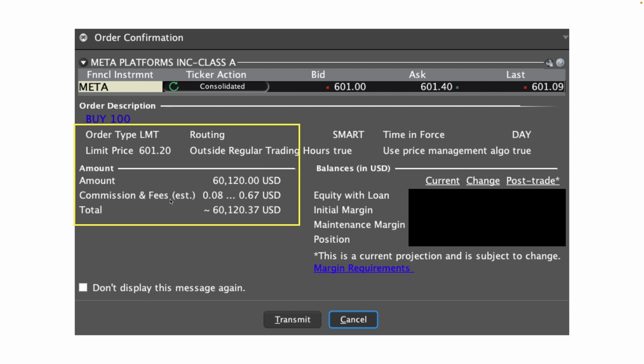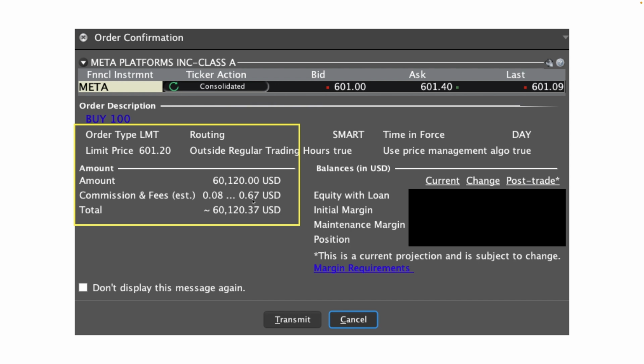And then the commission range is 8 cents to 67 cents. Since I'm using a tiered fee structure, Interactive Brokers will not charge a fixed commission. It's usually a range. I never figured out how they price their commission, but usually it's several cents to several tens of cents. And the total amount is the amount that we're going to pay plus the commission fee.